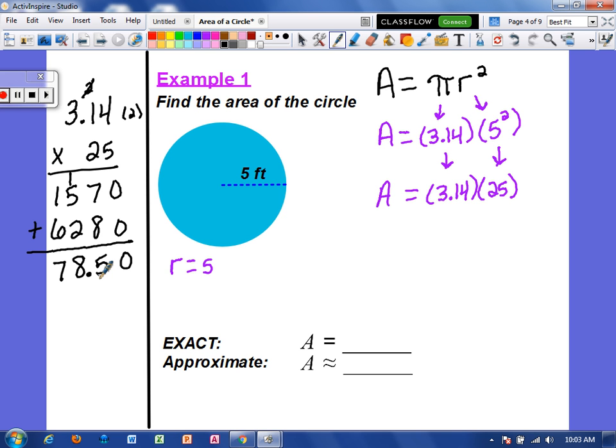So the approximate area would be 78.5 feet. And remember, these are square feet, so don't forget to put feet squared.